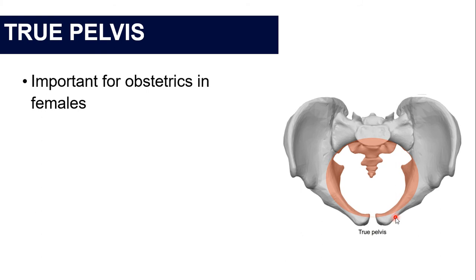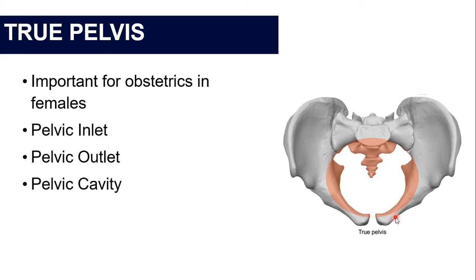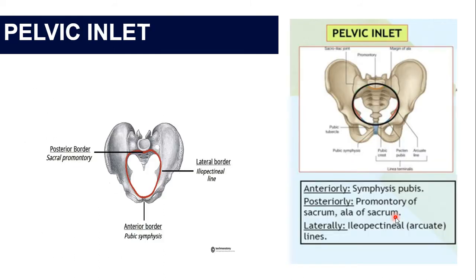Okay, now your true pelvis, we can identify some of its parts. We have the pelvic inlet, pelvic outlet, and then the pelvic cavity. So let's go through it one by one. We have here the pelvic inlet. It is also known as the pelvic brim, so they have the same boundaries.